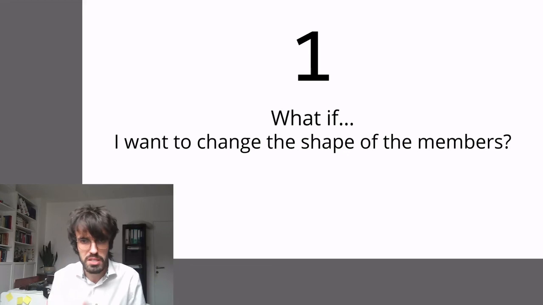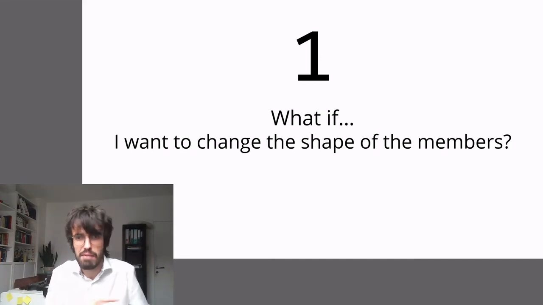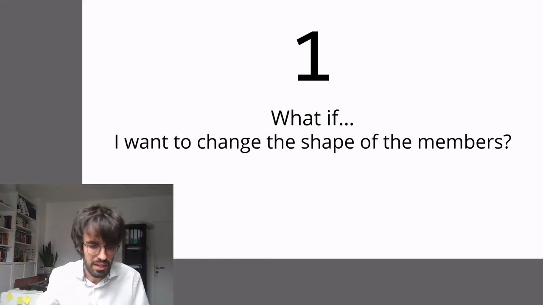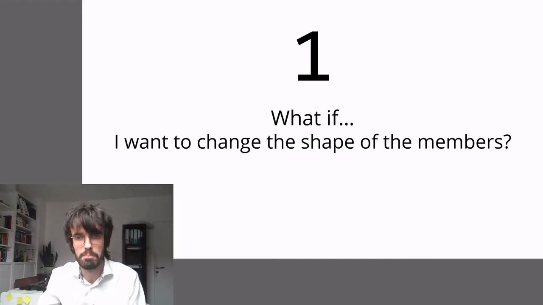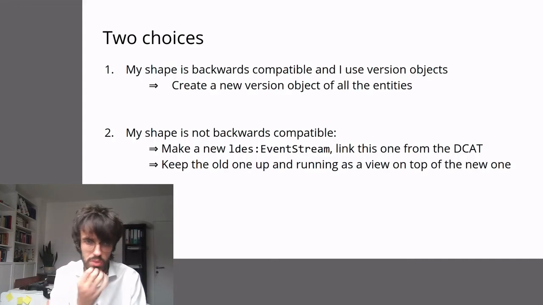The first question is, what if I want to change the shape of the members? So what if I already have a collection, a tree collection or a linked data event stream in production, and after a while, after a year or two, I want to change some properties because they're out of fashion, and I want to introduce new, more modern properties for describing my things. Maybe even splitting a property into two properties instead. I want to do something like that.